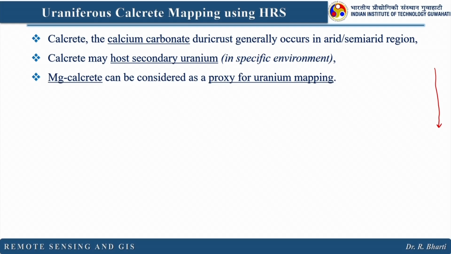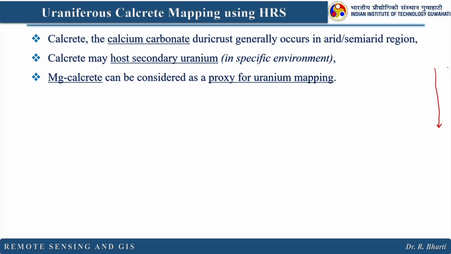Once we know that calcrete may host secondary uranium, or if you can confirm with a conventional technique that this particular calcrete has a higher uranium concentration, then you can do further studies. That is how we have written that Mg calcrete, the magnesium-rich calcrete, can be considered as a proxy for uranium mapping, because the concentration of uranium is very low in water or in soil samples.